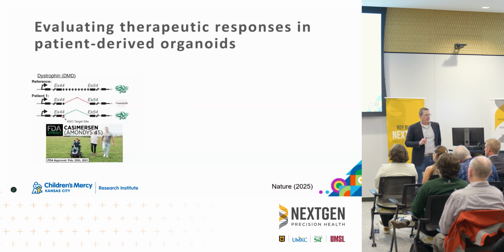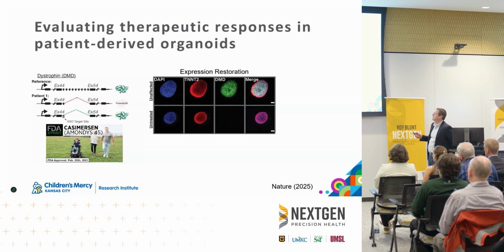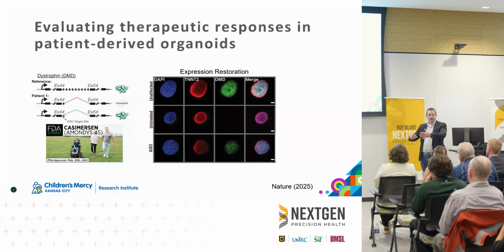Again, this is a cardiac organoid from an unaffected individual. This is a cardiac marker, and this in green is dystrophin expression, and you can see in the patient that expression is completely absent. When we treat with the ASO and introduce it back into the cells, you can see that green coming back. So we're seeing dystrophin being knocked in frame, and this is actually what happens in patient cells.